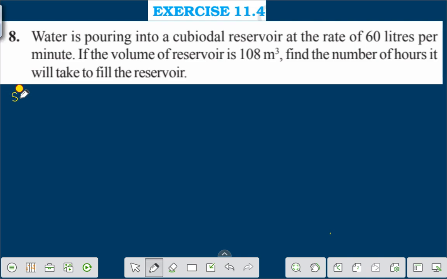Here you see what I got, that is the volume of the cuboidal reservoir. We'll find the volume of the cuboidal reservoir. Here you see, we know that 1 meter cube is equal to 1000 liter.